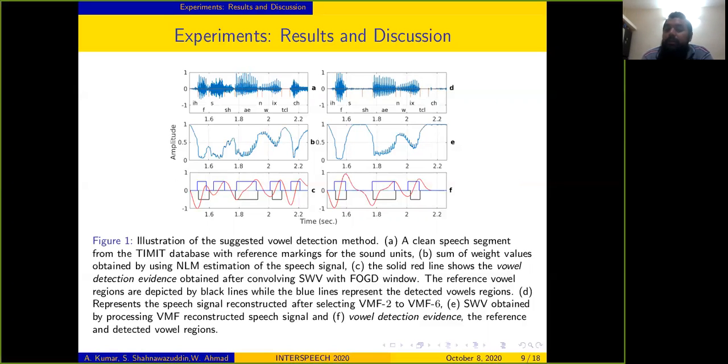So we have discarded the VMF1, and the SWV obtained by processing these VMFs reconstructed speech signal has been shown in E. And then the vowel detection evidence, the reference and detected vowel regions have been shown in F. So the black window is showing the reference vowel regions, okay, and blue lines represent the detected vowel regions. Okay.